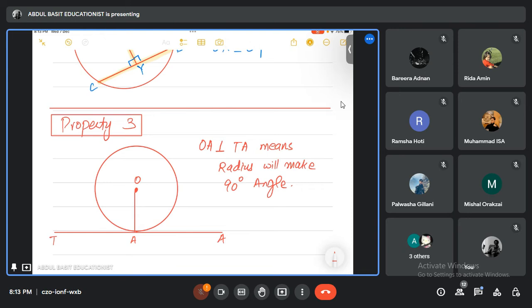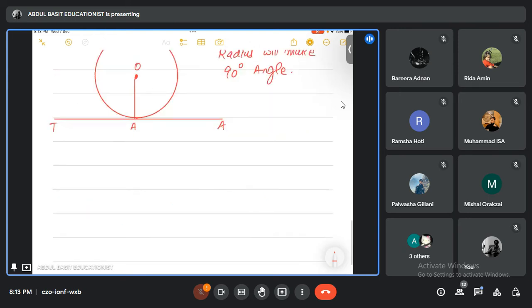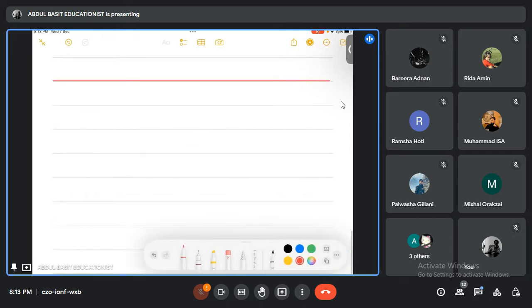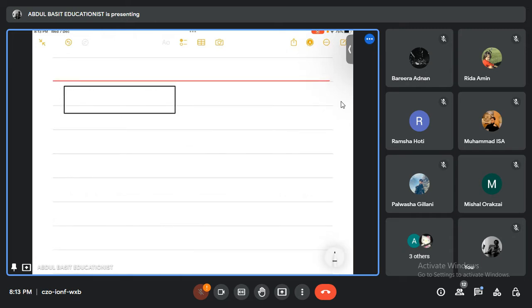Okay, the last property is that the radius will make a 90 degrees angle only and only with the tangent, not without the tangent. Okay. So this is property number 4.